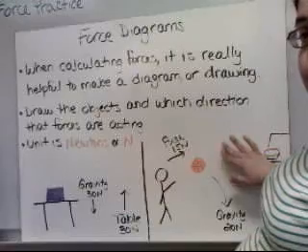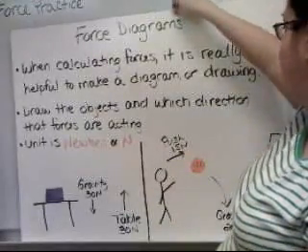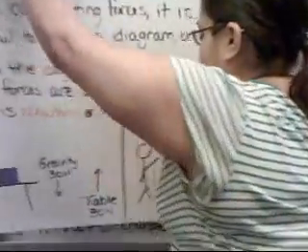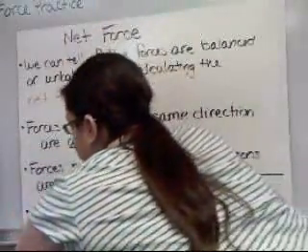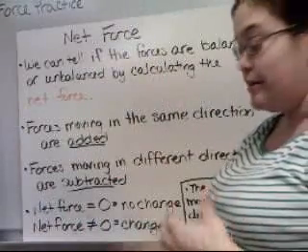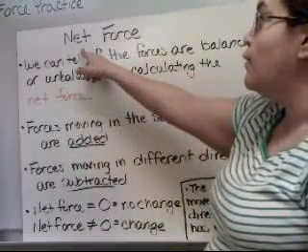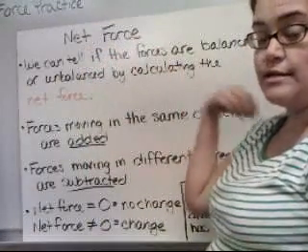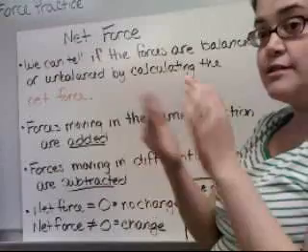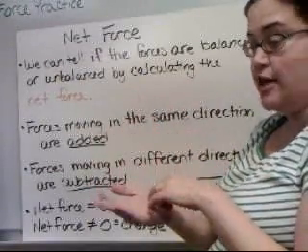Okay? So we're going to come back to these examples in just a minute. And I'm actually going to sit this down here because we're going to come back to it. Okay. So now that we've drawn our diagram and we see what direction the forces are coming from, we need to calculate our net force. And this will tell us if the forces are balanced or unbalanced, and if our motion is not going to change or if it is going to change.